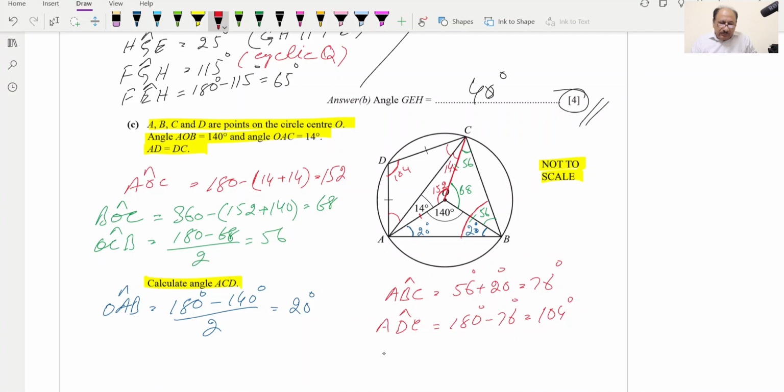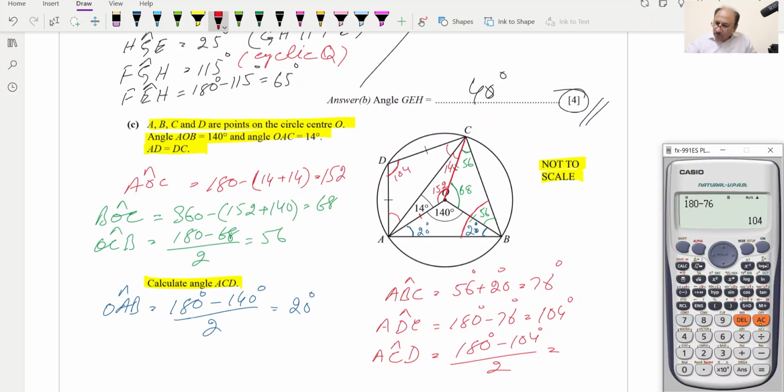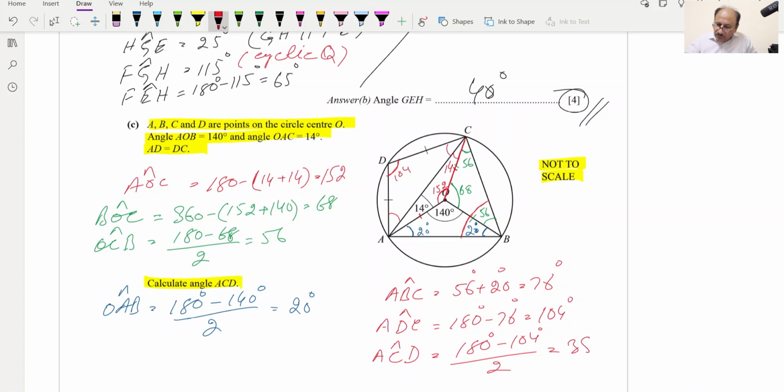So angle ACD will be equal to 180 minus 104 degrees, divided by 2, and this will be equal to 38. So this angle will be 38 degrees. This angle will also be 38 degrees.